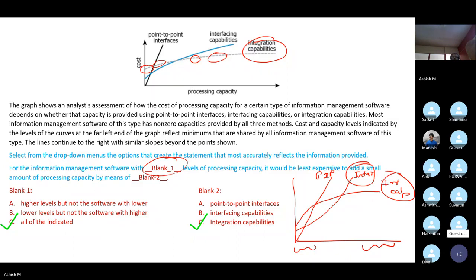So, sir, in the option as blank one, should we choose higher level and integrating capabilities or lower levels and interfacing? In that case, because the blank is just one and one, right? If this is the graph, then yes, the blanks would obviously change in that case. Don't worry about blanks, we are just having a discussion here. But what I'm saying is that if this was the scenario presented to you, then at lower levels, interfacing capabilities would have been more cost effective, and at higher levels, integration capabilities would have proved to be most cost effective.